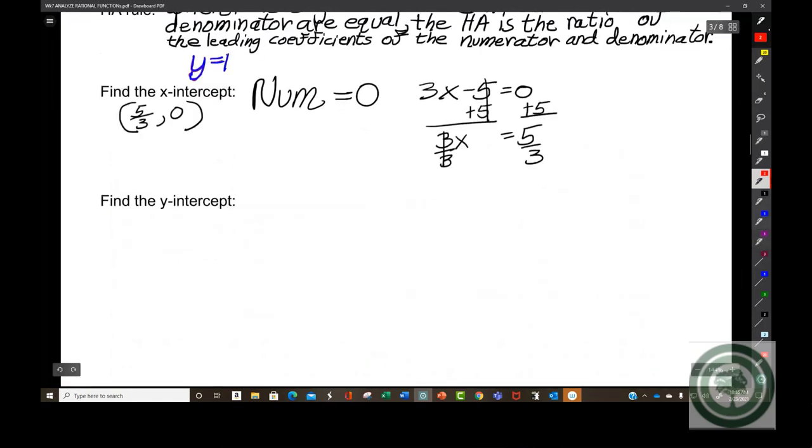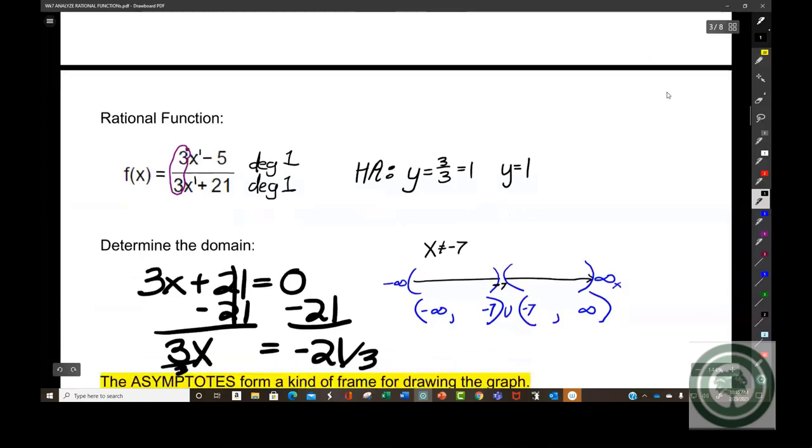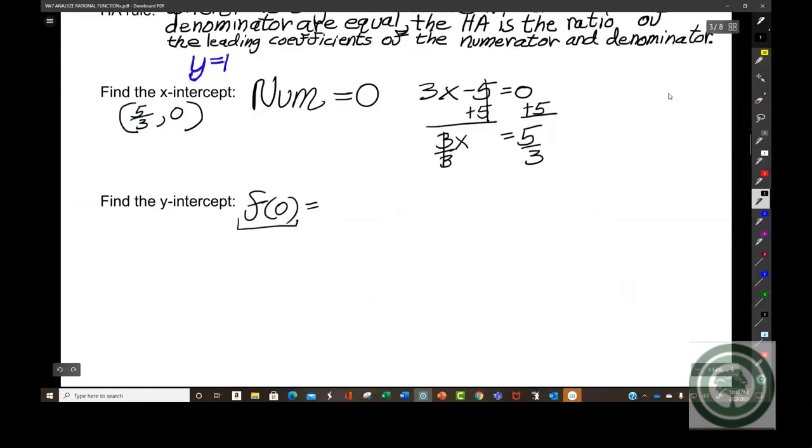Now we find the y-intercept. You always, always, even if you're not dealing with a function, you always do this. I mean, you might not write f if it's not a function, but you let all of your x's equal zero. This is the code for letting all the x's equal zero. So you look back up here, and you see that this is 3x minus 5 over 3x plus 21.